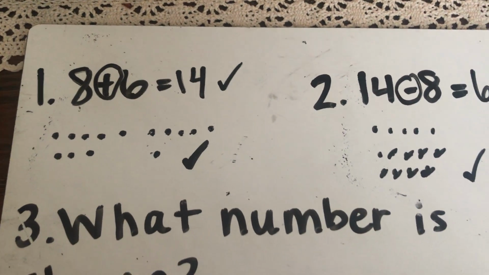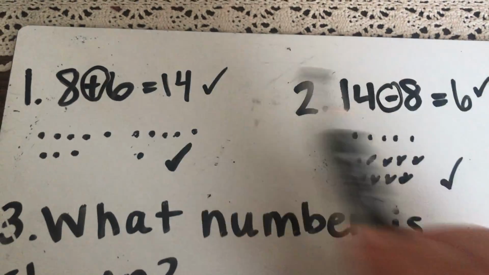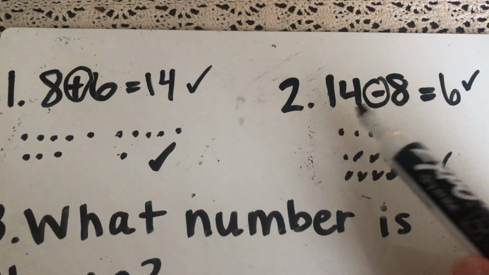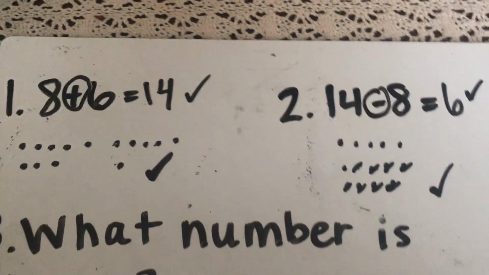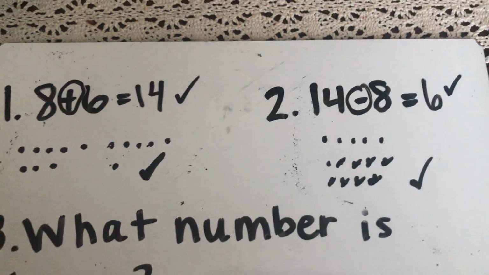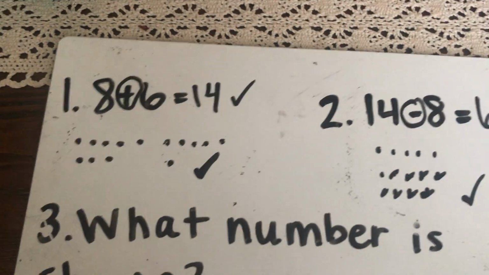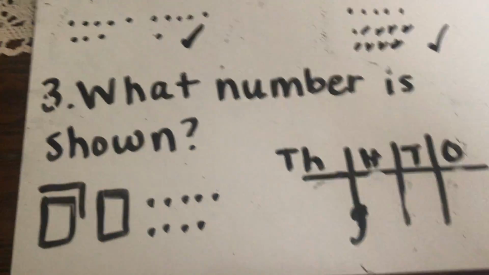And if you notice, we have a fact family going on here. 8 plus 6 equals 14. 14 minus 8 equals 6. So that one's a little fact family going on there. That should be a review from first grade. All right, and then let's go down to number 3.